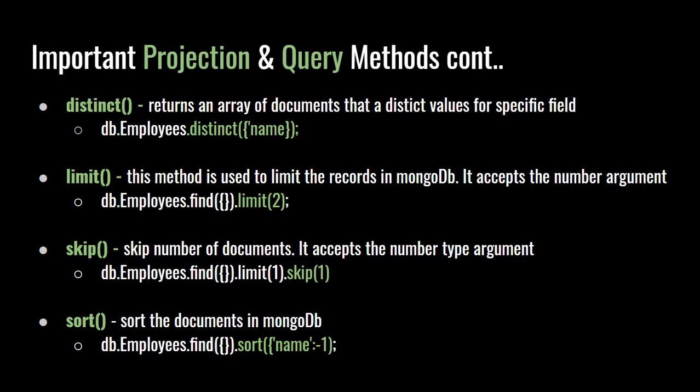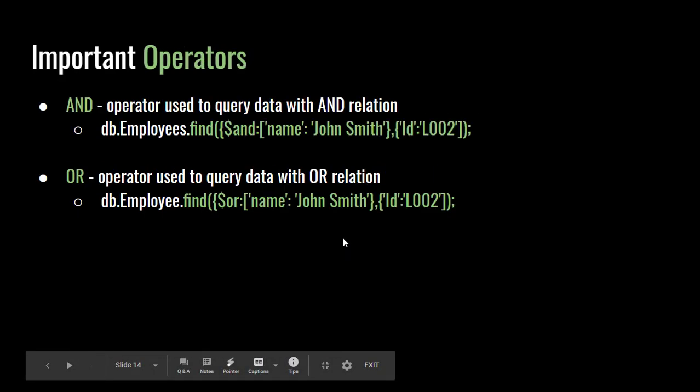The last one, sort, says find all, sort by the field name, and then -1 or 1. So -1 I believe is descending and 1 is ascending. So it's a little different. You just have to know about that flag.